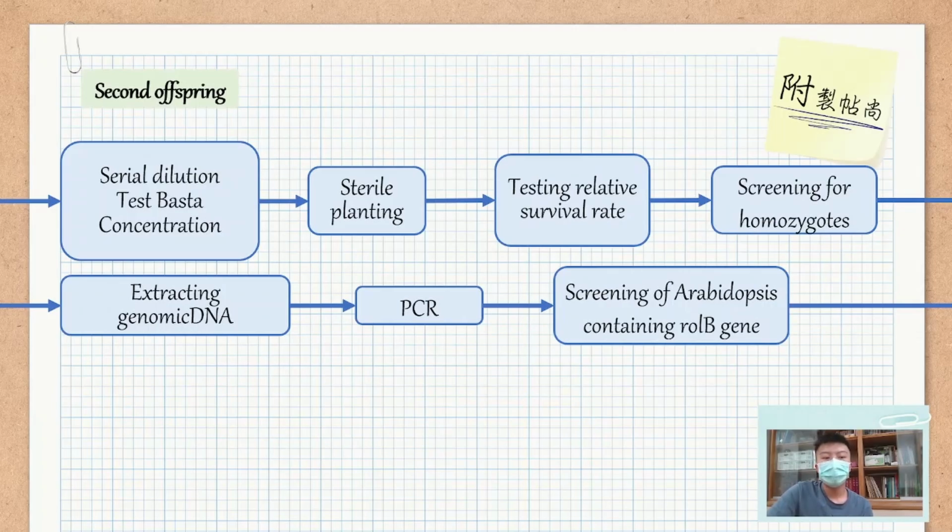Let's move on. After Basta concentration, we will do sterile planting, which means we are going to put all the Arabidopsis in an environment with no bacteria. And after a week, we will test the relative survival rate. And later, we will do screening for homozygotes, including extracting genomic DNA and PCR.